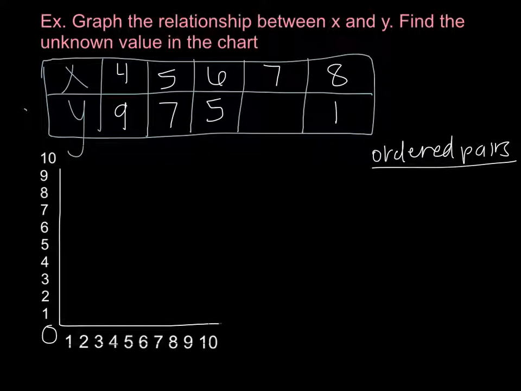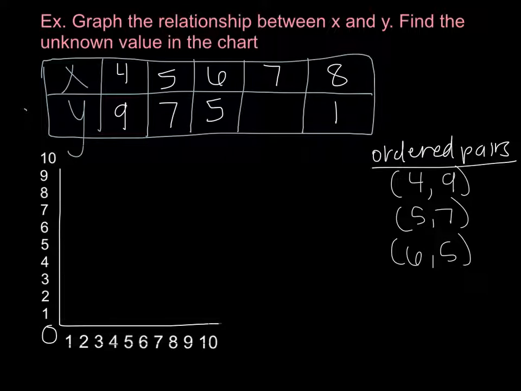We're going to graph the relationship between X and Y. And then they want us to find the unknown values here. So I'm going to take my x. I have 4. First I'm going to write my ordered pairs. 4, and then y is, underneath the 4, the 9. I have to keep those together. Another ordered pair, 5 and 7. Then 6 and 5. I don't know what my 7 is yet, so let's do 8 and 1. And we'll see if we can figure out what 7 is.